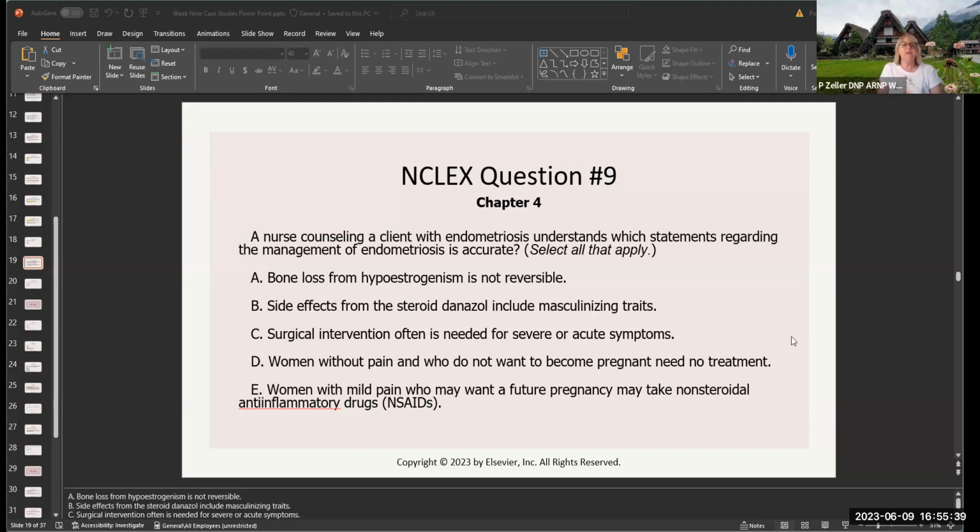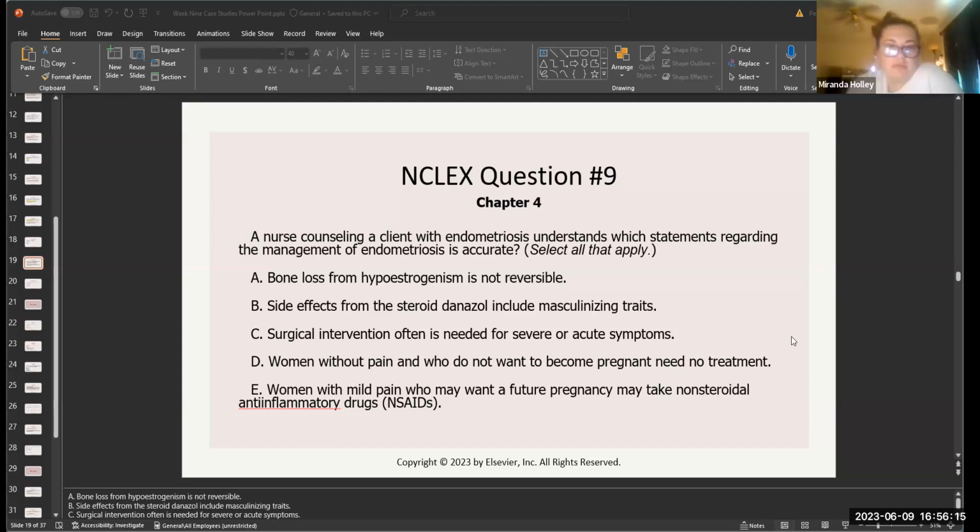So if you're counseling a client who has endometriosis, how do we manage it? Which ones are true about endometriosis? Endometriosis is extremely painful. It is not diagnosed officially until we actually see it in surgery. There's no test, there's no CAT scan or anything like that that can diagnose endometriosis. So how do we manage it?